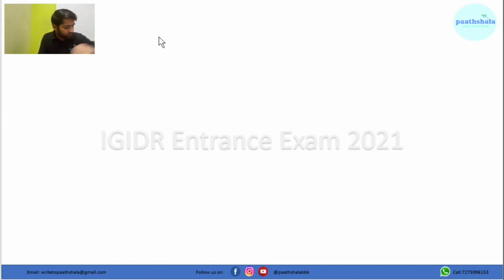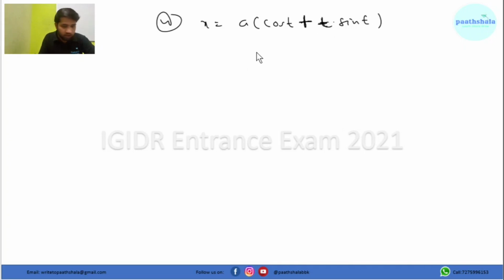Let's move to the next question, that is question number, I think, 4. Yeah, so x equals a cos t plus t sin t. Okay, and y equals, this is plus. Okay, keep this in mind. And y equals a sin t minus t cos t. Okay, this is also in a bracket.